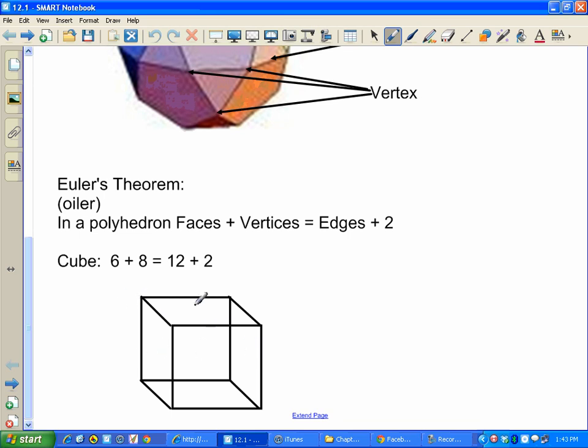1, 2, 3, 4, 5, 6. Just like a die. It has 8 vertices. 1, 2, 3, 4, and then 4 more on the bottom. And it's got edges. 1, 2, 3, 4 on the top. 1, 2, 3, 4 on the sides. And 1, 2, 3, 4 on the bottom. So if I take faces plus vertices, it's edges plus 2. 14 equals 14.